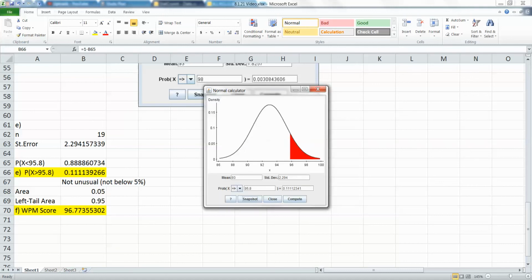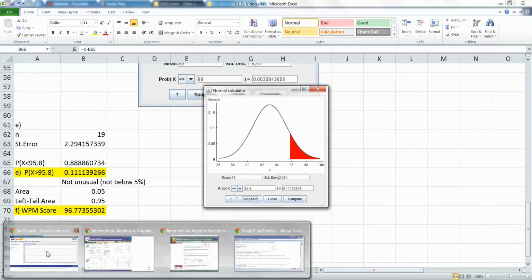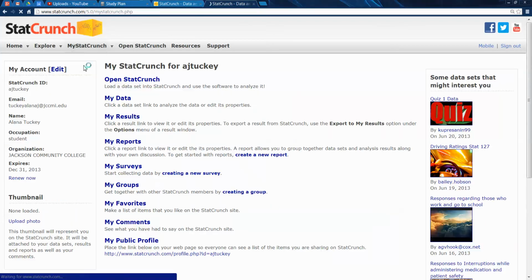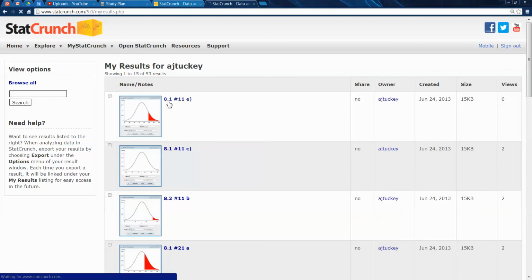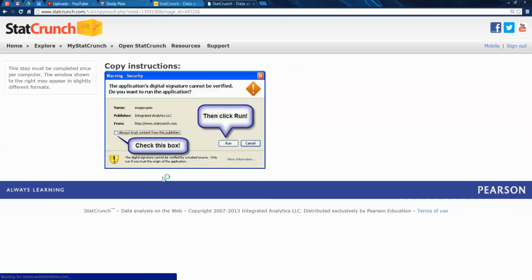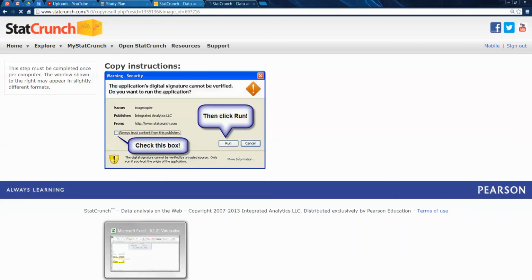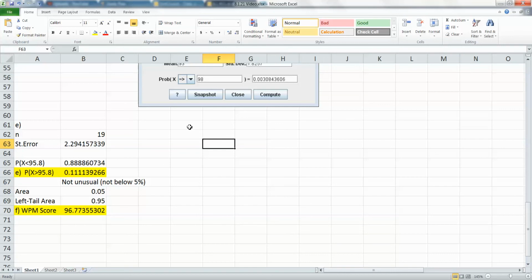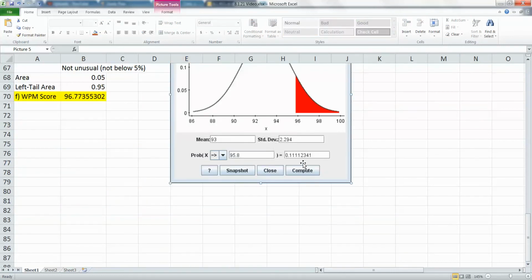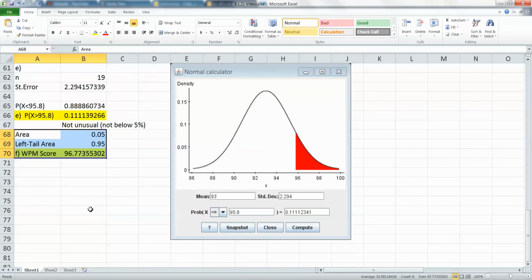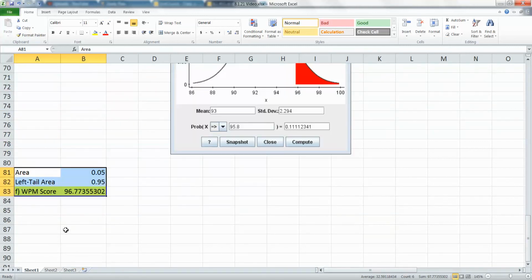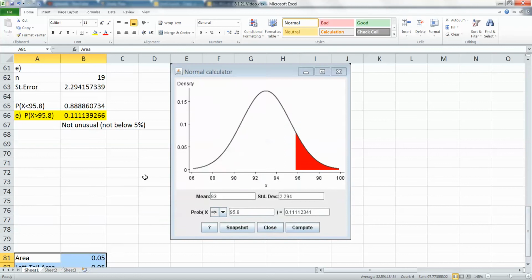Cool. All right, so then let me go back here. There it is. Copy. And I'm going to paste it right there. 0.1111, just like we said. That's not unusual because that's not lower than 5%. Remember, what's rare for us is lower than 5%. So if you come up with a number that's lower than 5%, cool.